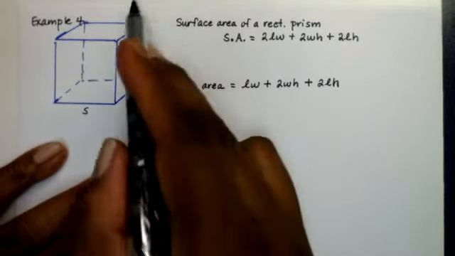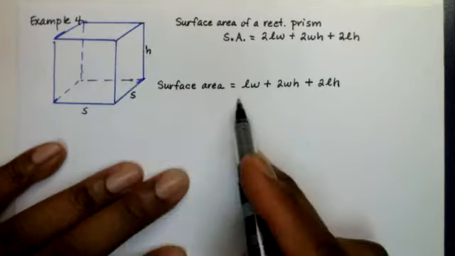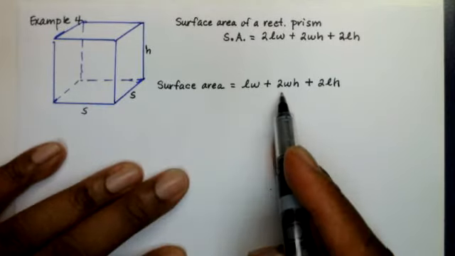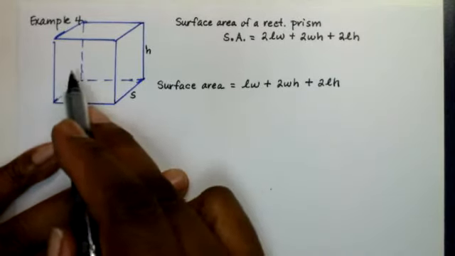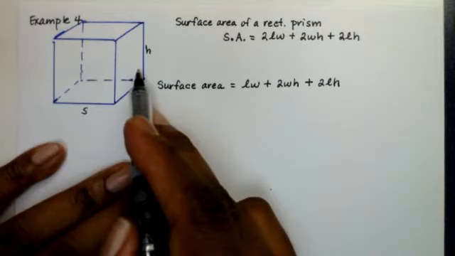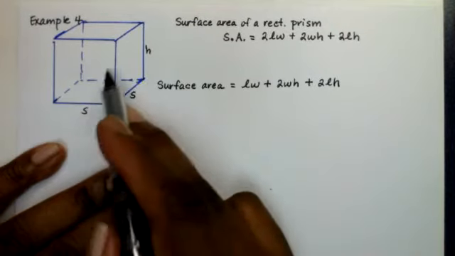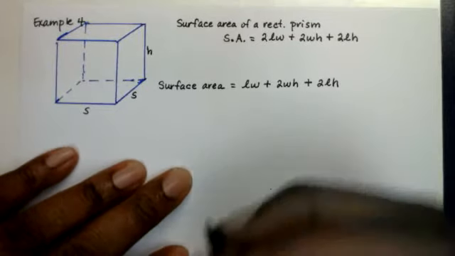Okay, keep in mind we're not including the one on the top, so that's why it's length times width. This represents the left and the right of the tank. This represents the front and the back of the tank.